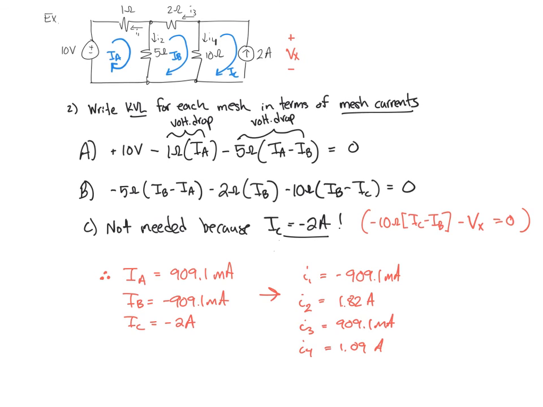I suggest practicing this problem again on your own, and another way you can practice this is potentially choosing your mesh currents IA, IB, and IC to be in different directions. You should still get the same solution for the branch currents in the end. If you choose a different direction for IA, clearly the sign for IA will change, but the branch currents that have been defined for us in the beginning of the problem will not be any different.